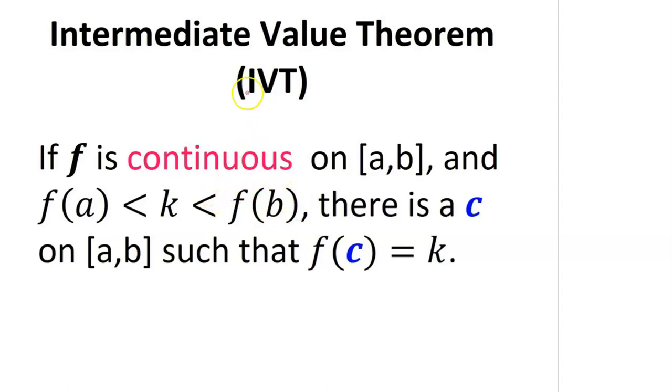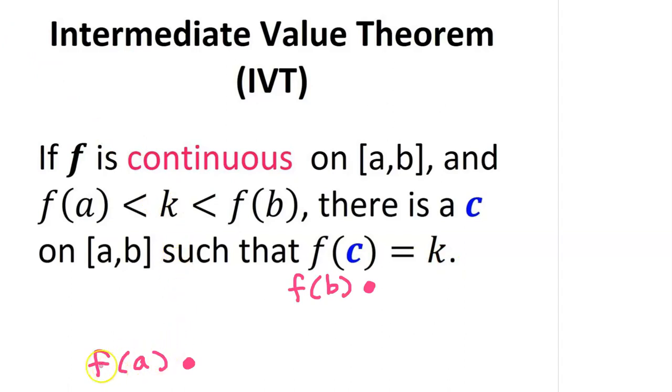The first is the intermediate value theorem, or IVT, which says if f is continuous on the closed interval from a to b, and f at a is less than k, which is less than f at b, there exists some c on ab such that f at c is equal to k.